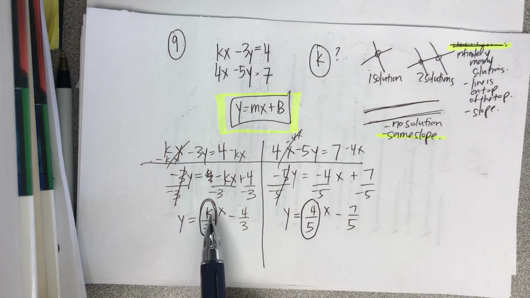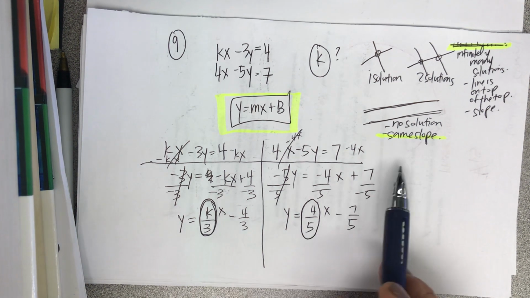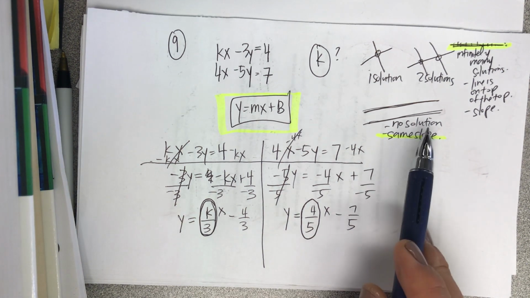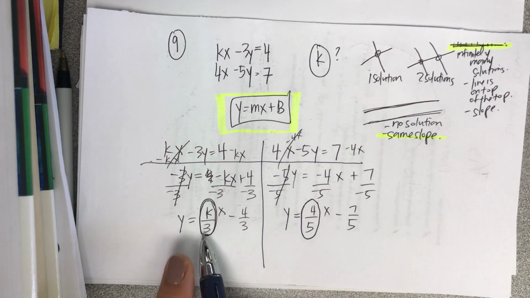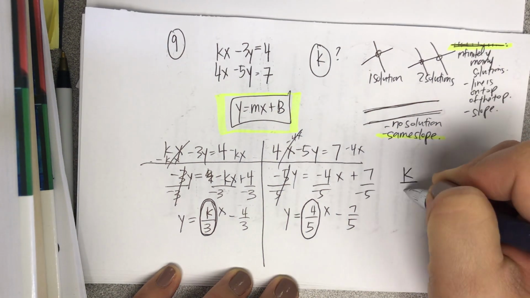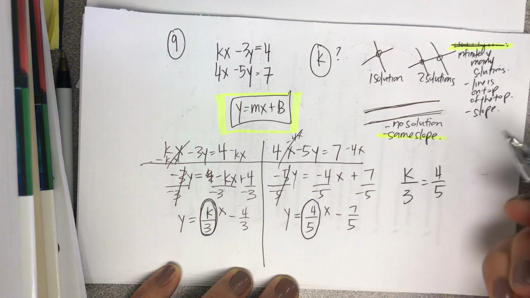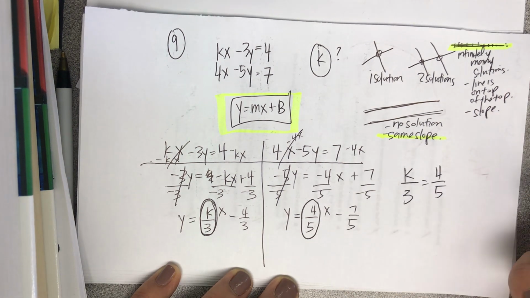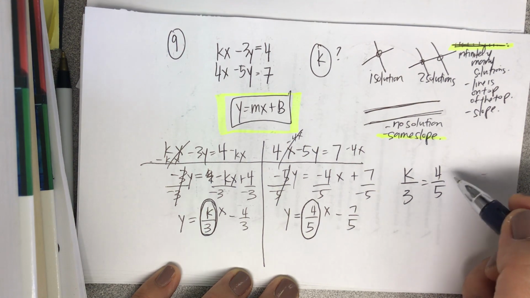If I'm looking for what is k, how am I supposed to solve this? First, I know that the slopes are the same because it said that there's no solution. Therefore, slopes are the same. I was able to find out what the slopes were. So now, since I know they're the same, and this one is like a full slope, and this one is a partial because the k is missing, I need to find out what the k is. What do I do to find out what the k is?